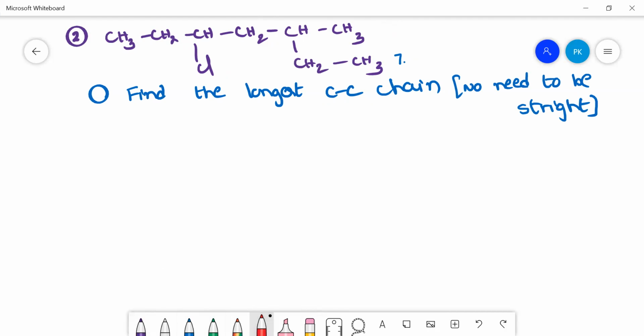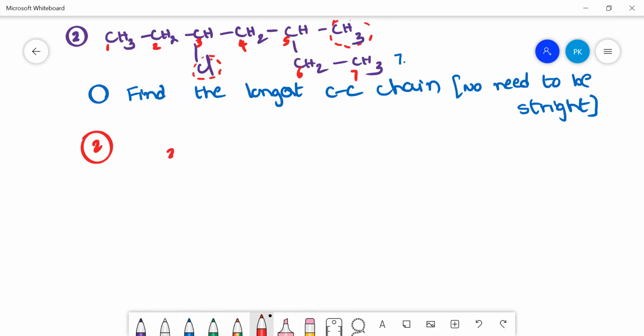Now let us give numbering. Here we have 2 substituents. On this carbon we have a methyl substituent, and on this carbon we have a chloro substituent. Then how to give the numbering, students? Let's see both possibilities. So 1, 2, 3, 4, 5, 6, 7. The second rule we are discussing now is giving numbering to the parent chain based on the substituents.